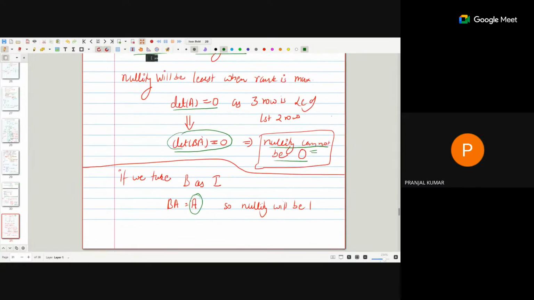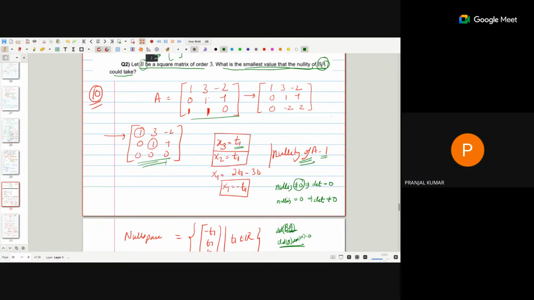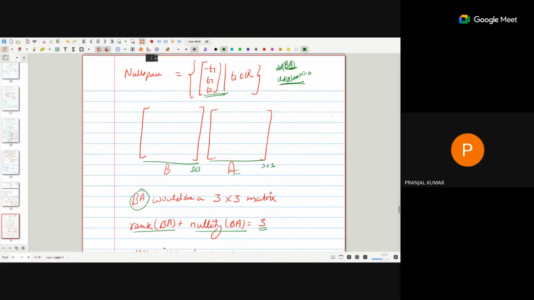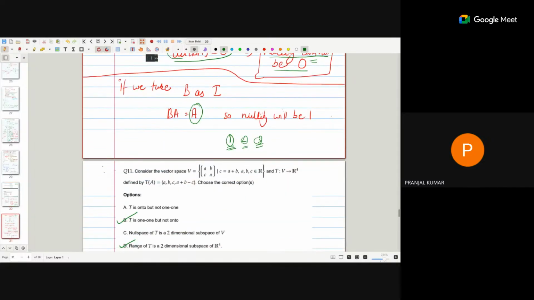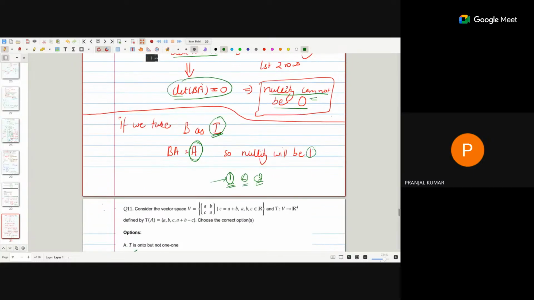After 0, since it cannot be 0, the next smallest in line is 1, then 2, then 3. If they have not given you any information about B, I can take it as any random matrix. So I've taken the simplest matrix I could think of, the identity matrix. So BA would give me A itself. I know the nullity of A is 1. So the nullity would be 1. Is this clear? Which is the smallest nullity?